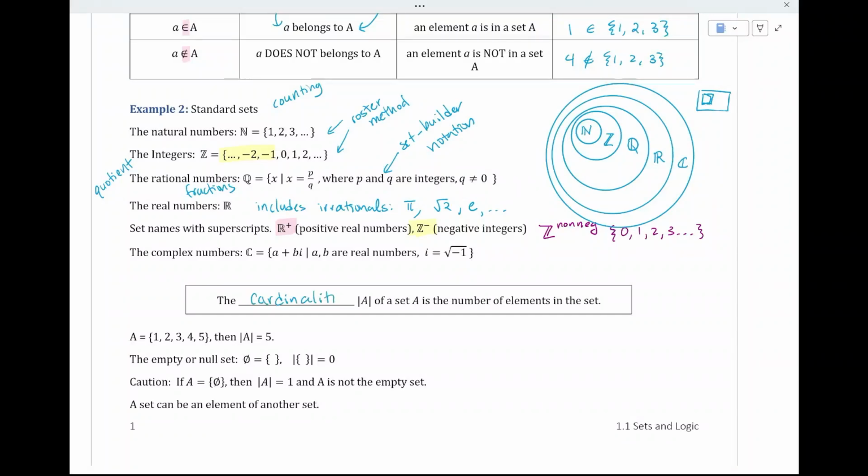The cardinality of a set is the number of elements in the set. We denote that with a vertical bar, kind of like absolute value symbols. So if I have set A, which contains the elements 1, 2, 3, 4, and 5, then the cardinality of A is 5, because there are 5 elements in the set.